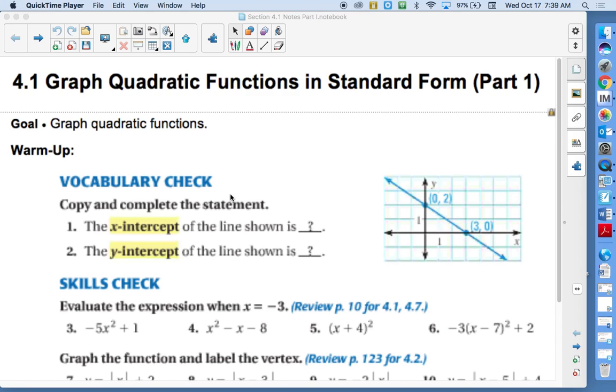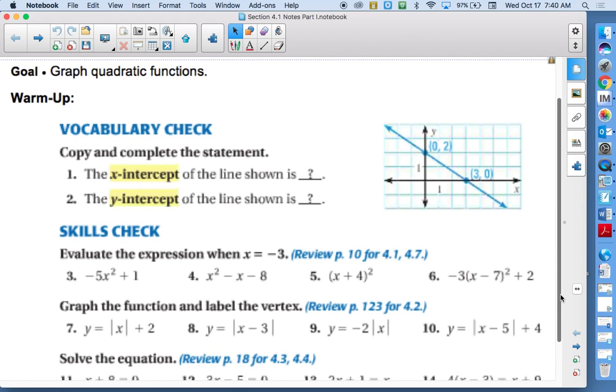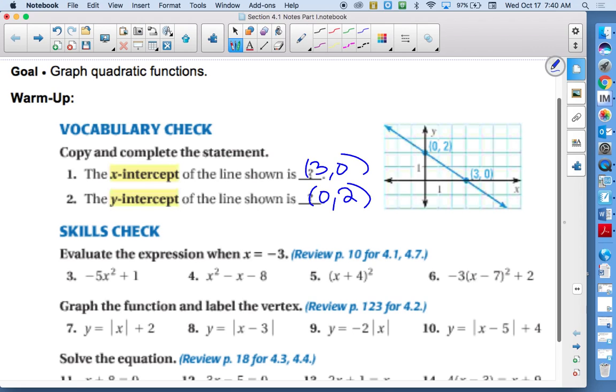So if you look at section 4.1, we're going to go through this page pretty quickly so that we can talk about how to graph them, the shape of the graph, what it looks like. Just a little quick check here with vocab. The x-intercept is where the line crosses the x-axis. So we'll talk about finding x and y-intercepts, but instead of looking at a line, we'll be talking about these graphs of quadratic functions. But you should have had (3, 0) here and (0, 2) for the y-intercept. So hopefully you have that information.